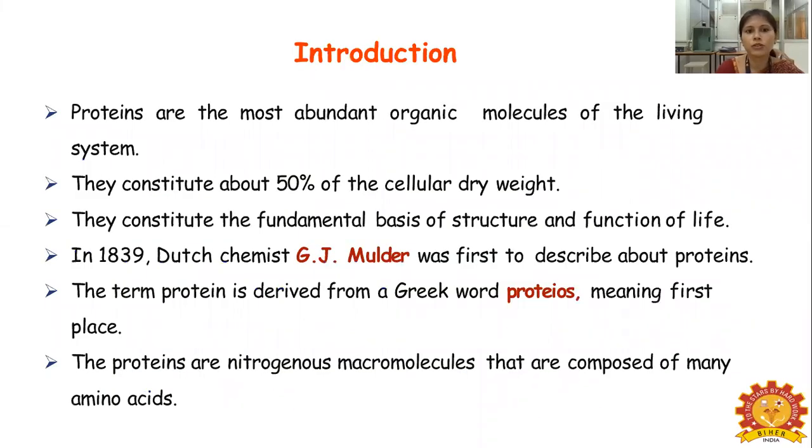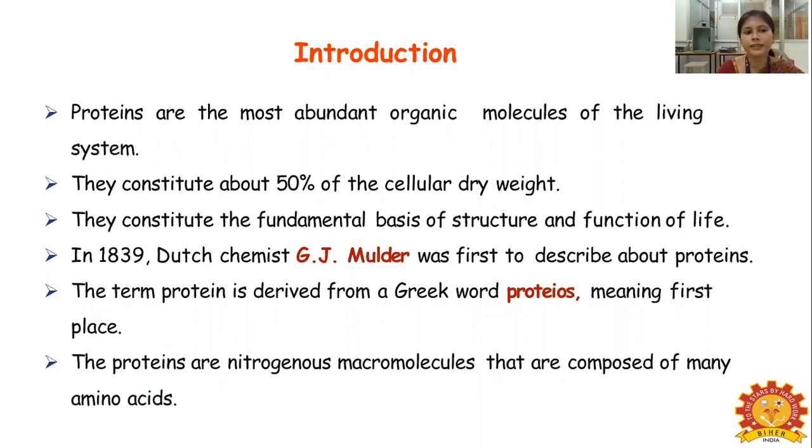So proteins are the most abundant organic molecules of the living system. We know that organic molecules are those which have basic atoms like carbon, hydrogen and oxygen. And they constitute about 50% of the cellular dry weight. They constitute the fundamental basis of structure and functions of life.